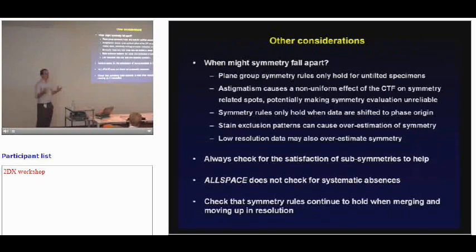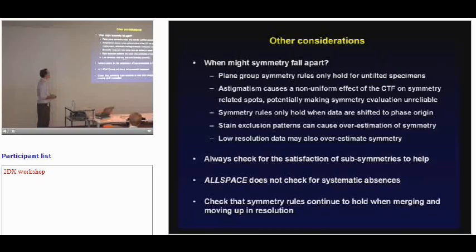And finally, some other considerations, which, as I said, I won't have time to go into today. What's important to think about when you're working with 2D crystals is when might symmetry fall apart. As I showed in that previous slide, plane group symmetry only holds if you have untilted specimens. Once you start to tilt away from zero, the symmetry falls apart. Astigmatism also has a non-uniform effect on your spots, and so unless you're doing correct CTF correction for the astigmatism, it can have an effect on your symmetry evaluation.